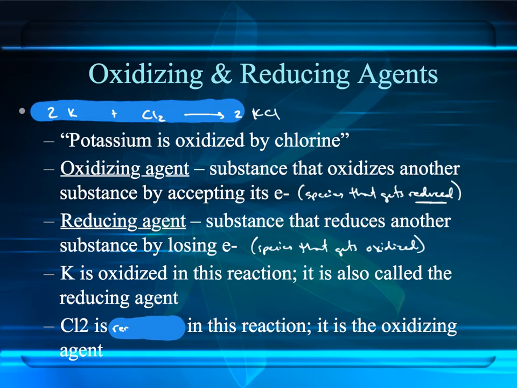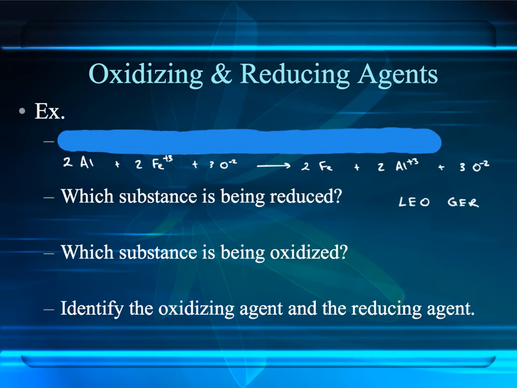Go ahead and fix that. It is reduced in this reaction, okay, it is the oxidizing agent. Its oxidation number went from 0 to -1. It went down, so it is being reduced, and it is called the oxidizing agent. We're going to do some examples of these, so don't panic, and we'll probably try a few of them off of your homework.